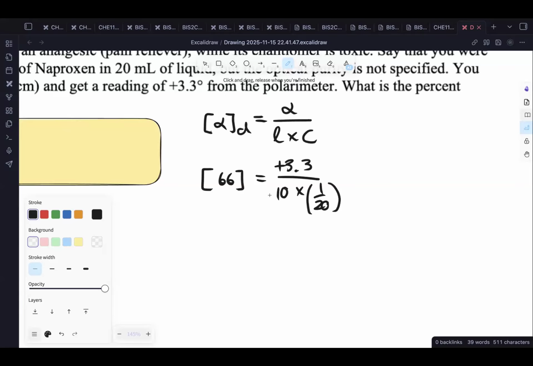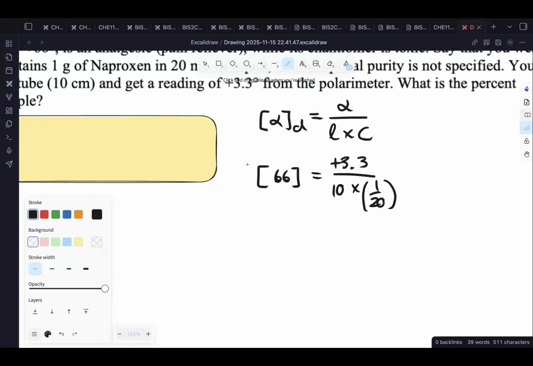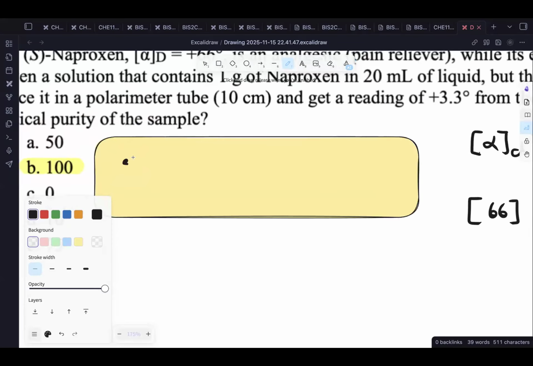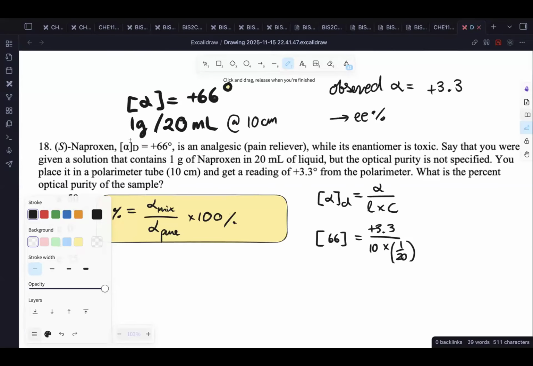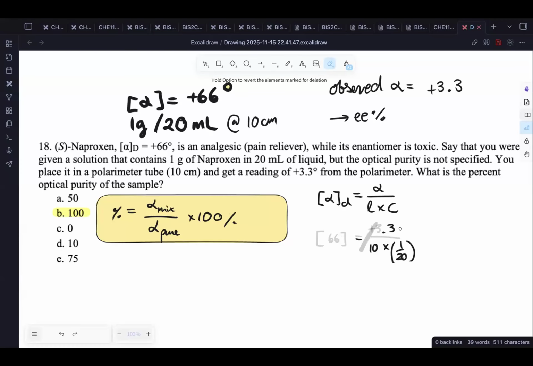So if we want to figure out what the percent optical purity is, remember, this is just going to be alpha of a mix or a sample divided by the alpha of the pure times 100%. Okay? Because in this case, what we did here was we actually messed around with the standard conditions. We have to account for that in this measurement. So I'm going to show you what I mean.